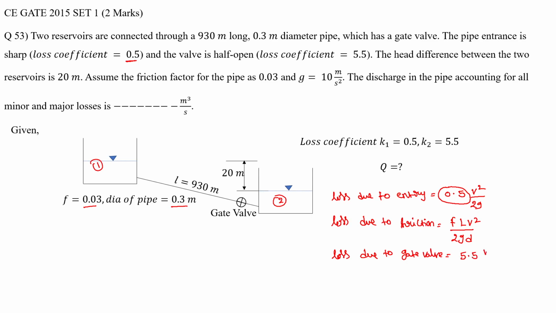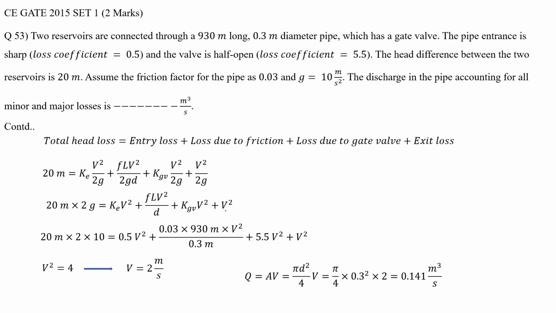5.5 V square by 2G, and the loss due to exit, V square by 2g. Correct. Now let's sum all these losses and equate them to the total head loss. The total head loss is 20 meter, and these are the total head losses we encountered, and the flow is taking place from reservoir 1 to reservoir 2.